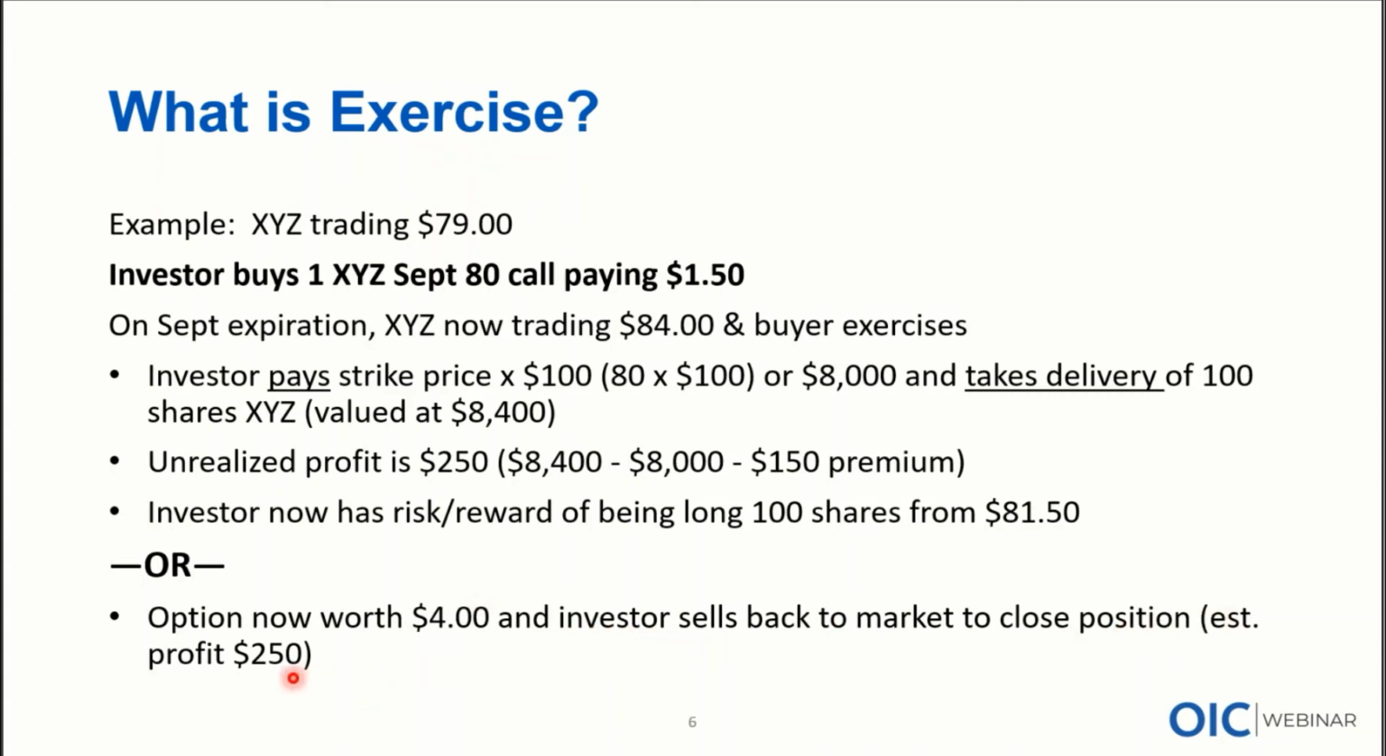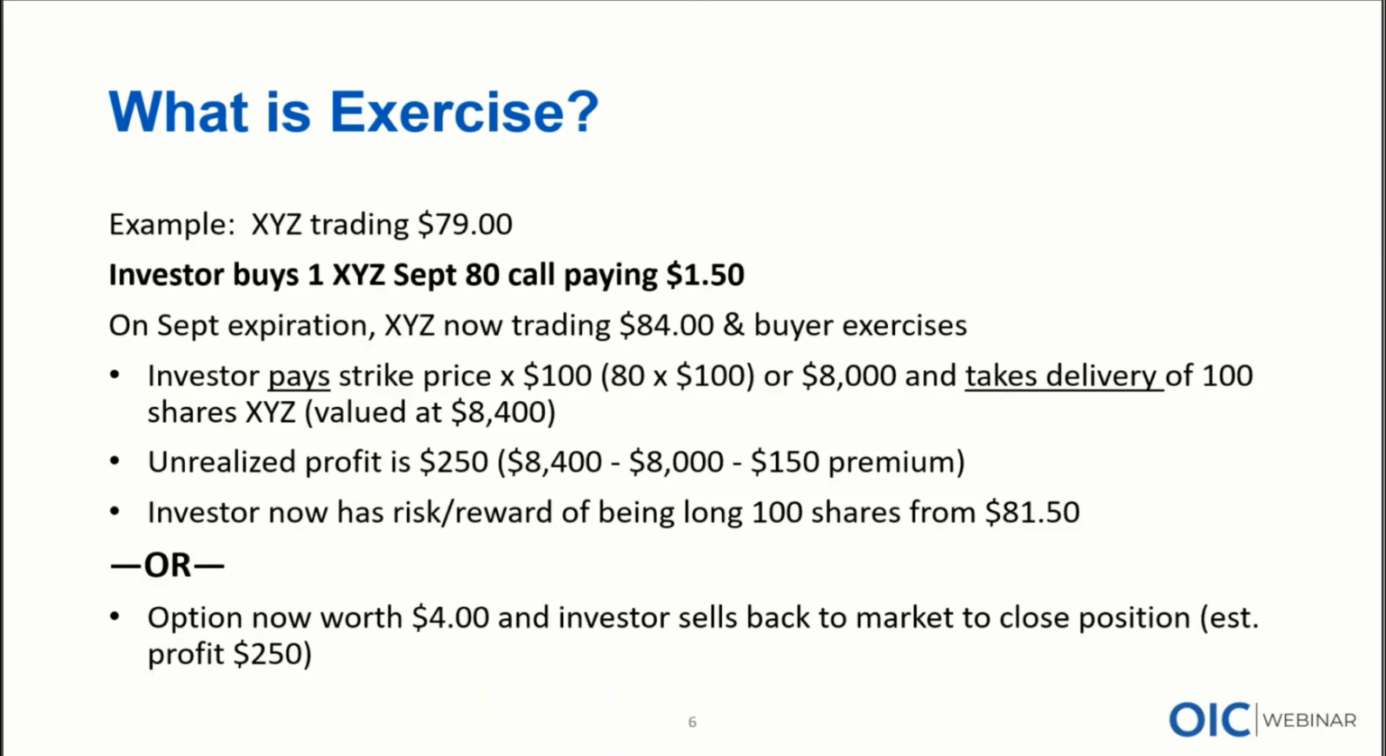Now it's an estimated profit of $250. That's comparing the $4 that you might be able to sell it for to the $1.50 you purchased it for. In practice, it's unlikely that you'll get $4. Most likely, anybody putting up a bid or taking the other side of your closing sale transaction is not going to pay $4. They might be paying just less than that, maybe say $3.90, and you have to sell it at that level just to entice the other side. So that's an example of how exercise works.